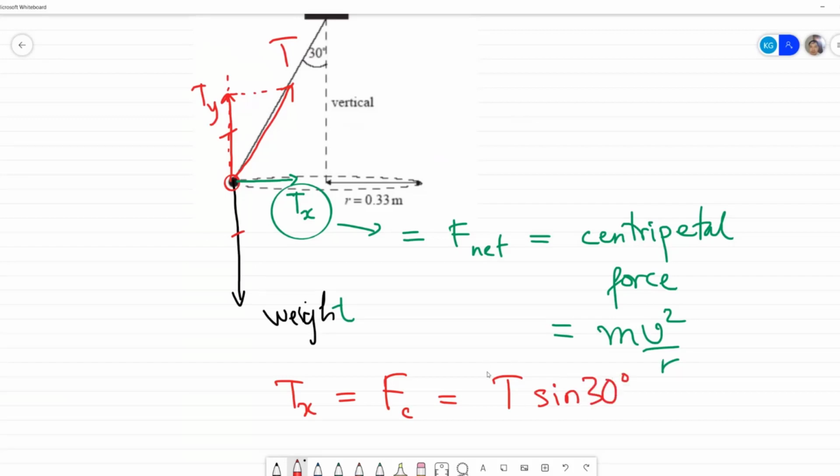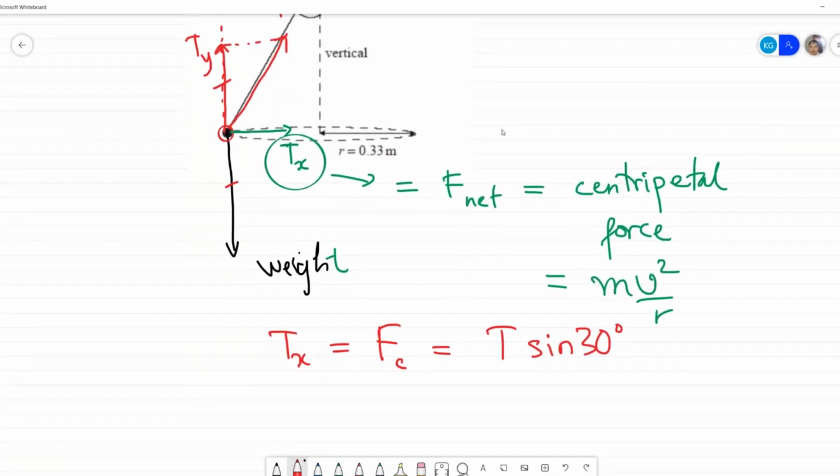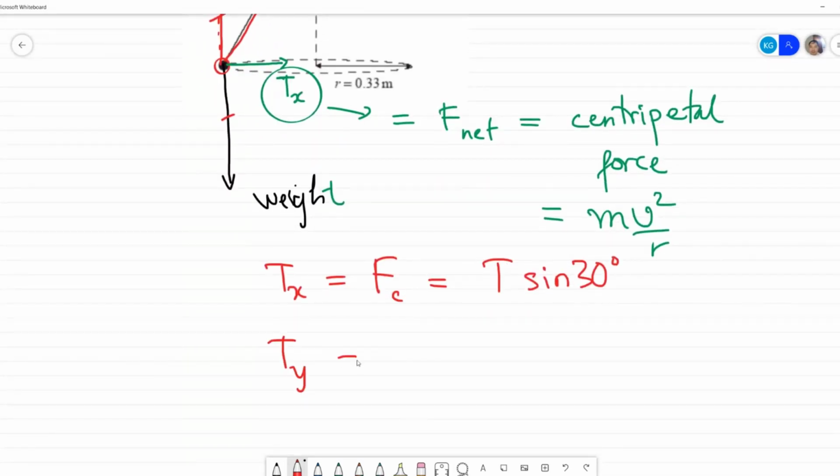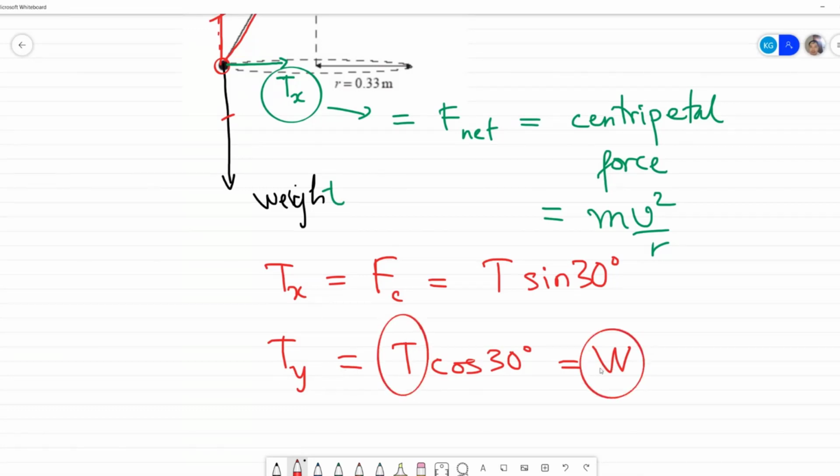But you do not know the tension, but you know the relation between tension and weight, because the vertical component Ty, which is T times cos 30 degrees, will be equal to the weight. So you can determine the tension from the weight. And then plug it into this equation to find the horizontal component, which is the centrifugal force. And this force equals mv squared over r. R is given, 0.33 meter, and so you can determine the speed.